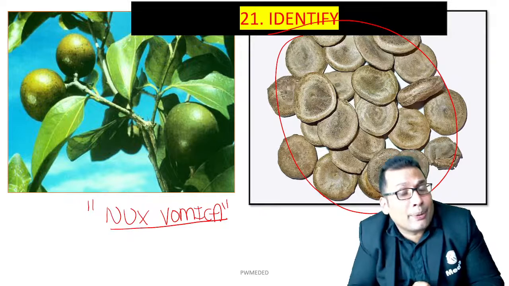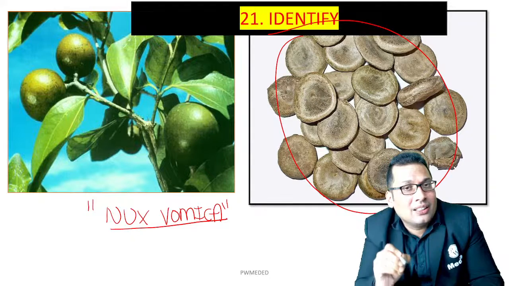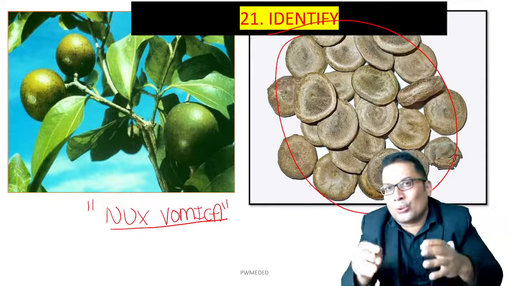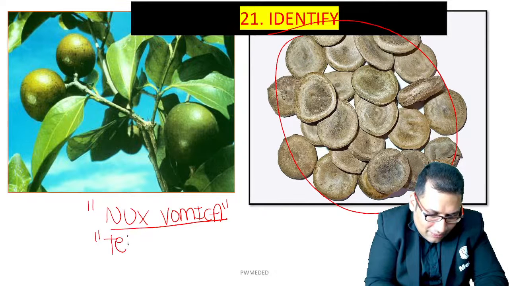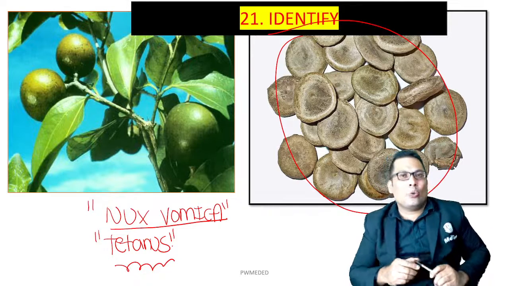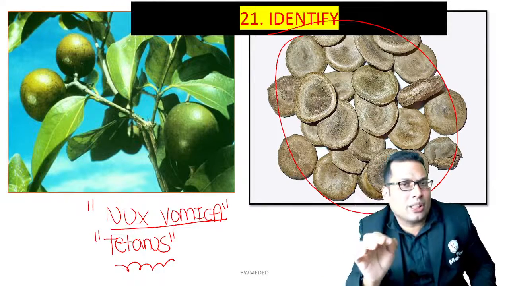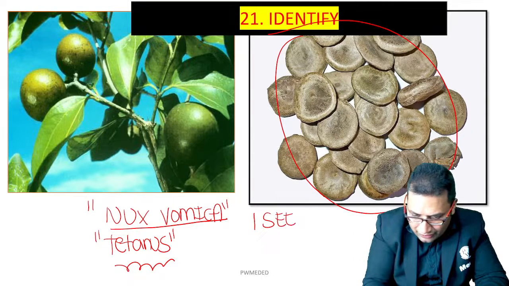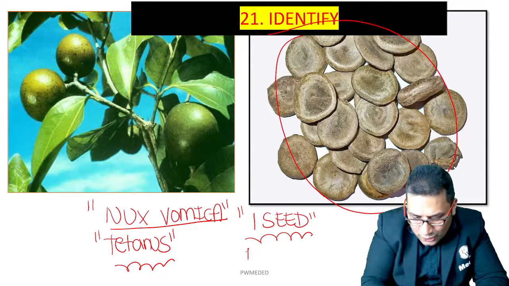It acts on the glycine present in the spinal cord. It inhibits the glycine and causes unopposed contraction of the muscle. It leads to signs and symptoms like opisthotonus, pleurosthotonus. All these signs and symptoms resemble tetanus. The question can be asked, what is the fatal dosage? Your answer should be 1 seed. The treatment, your answer should be barbiturate.